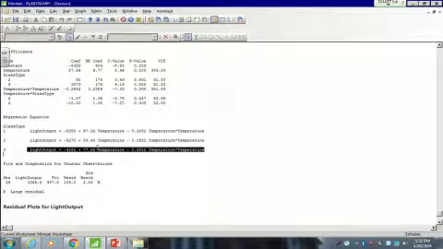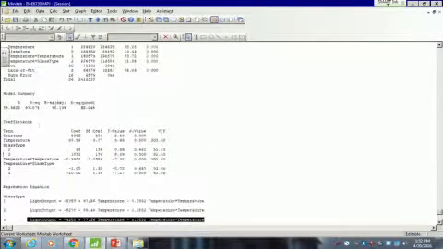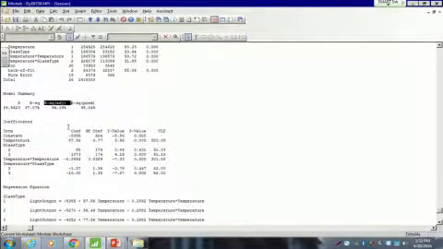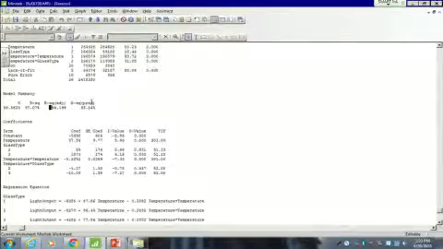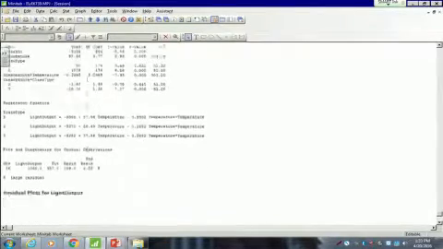Any questions? Yes? Yes, that's correct. But this is R square adjusted. This is our regular R square. This is our regular R square. This is R square adjusted. And I don't know what this is. R square prediction. I don't know. Okay.